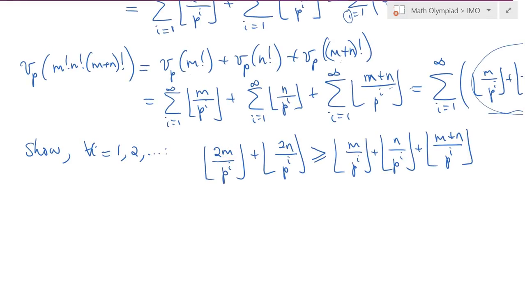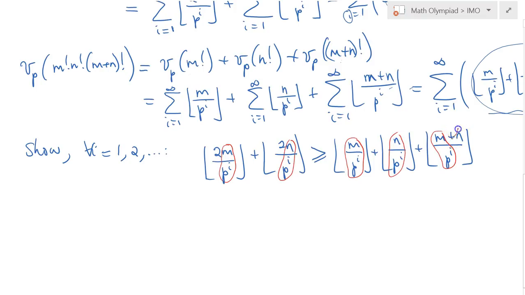Let me use a different color. Look at that: m over pi here, m over pi, and then another m over pi, and then n over pi, n over pi, and then another n over pi. So let's make the following substitution. Let m over pi be r, and n over pi be s.